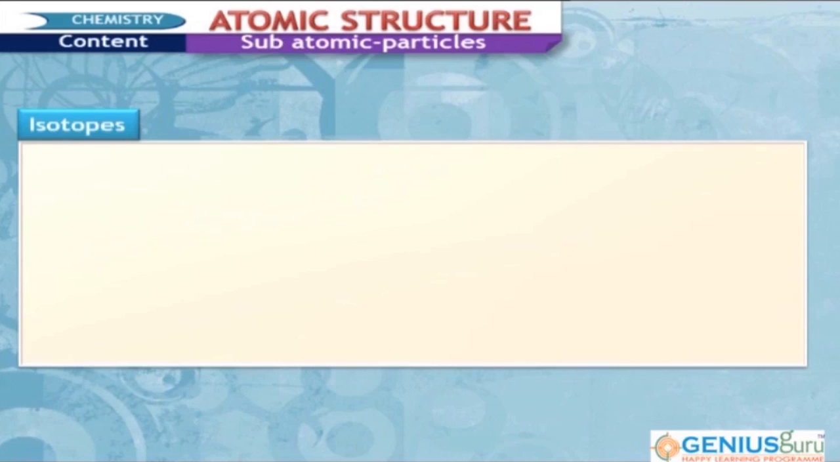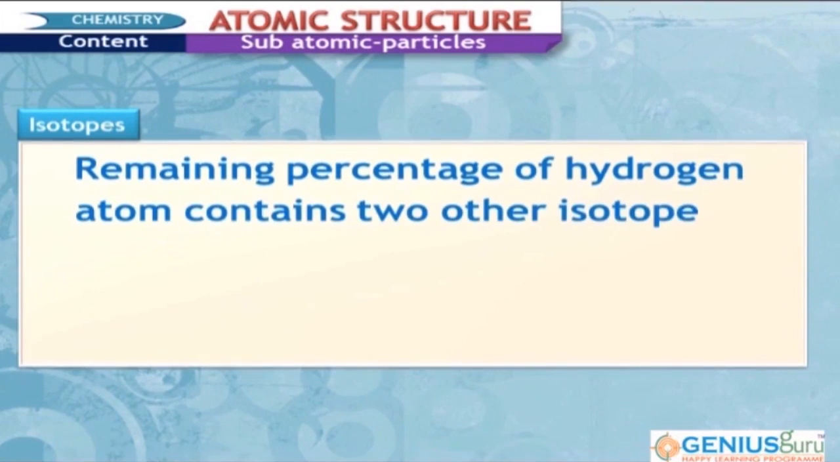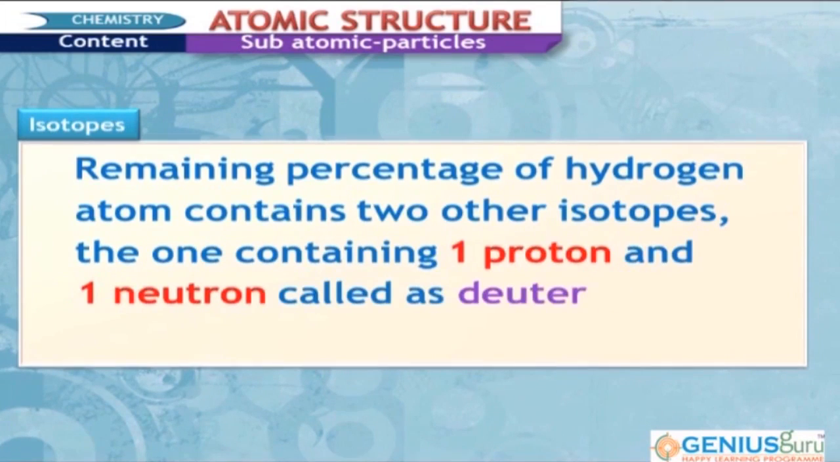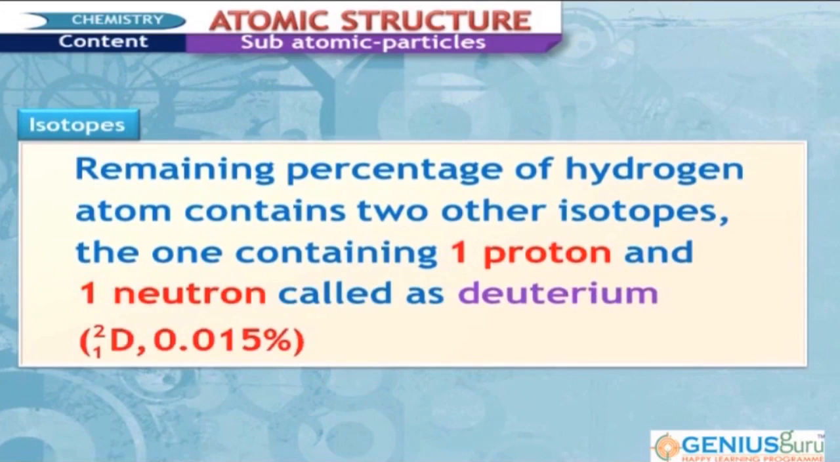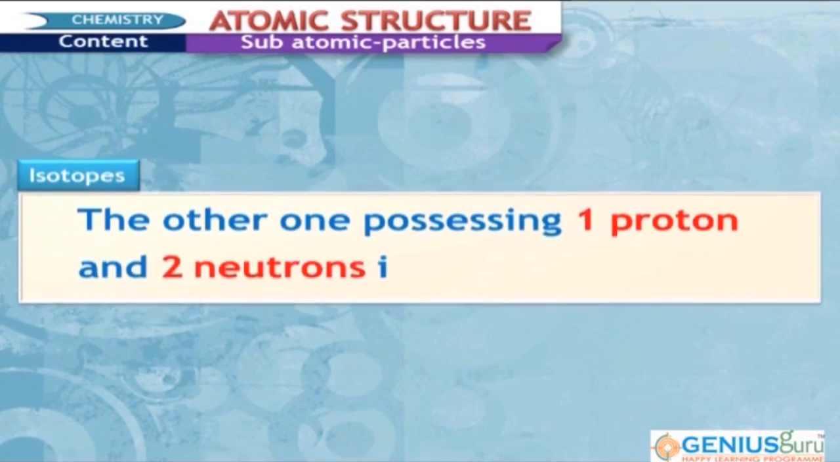The next isotope is deuterium. Coming to the percentage of this deuterium, the remaining percentage of hydrogen atoms contains two other isotopes. The one containing one proton and one neutron is called deuterium, which is designated as 1D2, and its percentage is 0.015%. The other one possessing one proton and two neutrons is called tritium.